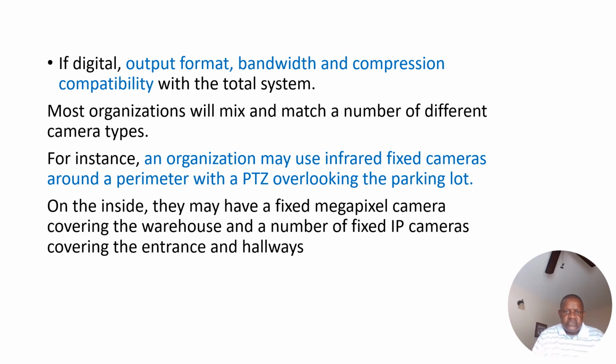Most organizations will mix and match a number of different camera types. For instance, an organization may use infrared fixed cameras around a perimeter with a PTZ overlooking the parking lot. On the inside, they may have a fixed megapixel camera covering the warehouse and a number of fixed IP cameras covering the entrance and hallways.